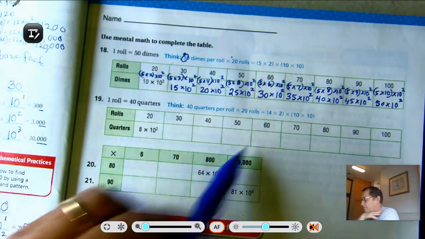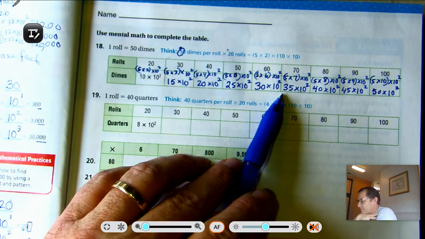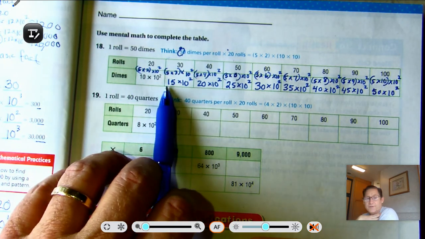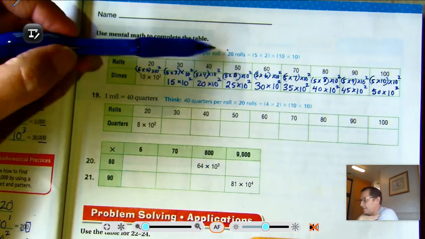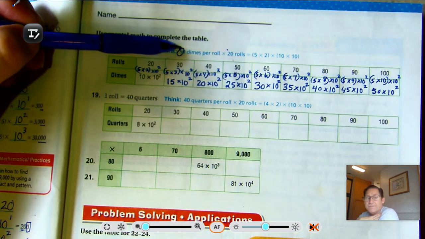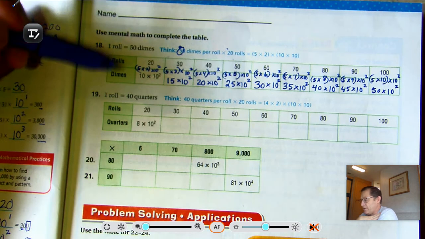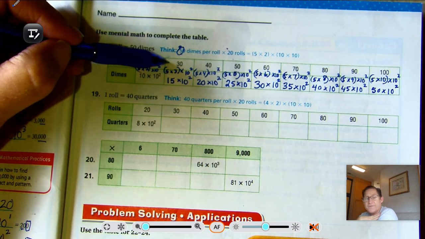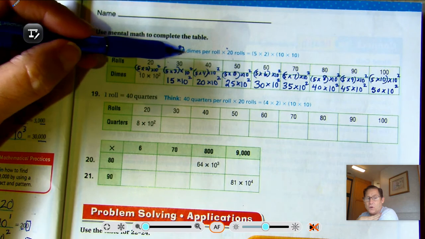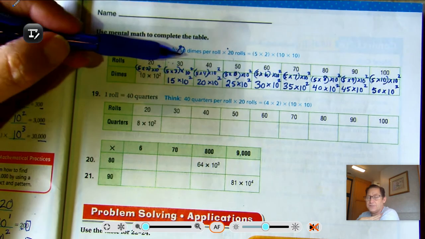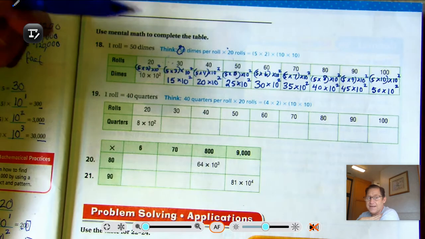Okay, now remember, the reason we have the increasing whole number is because we're increasing the number of rolls that we're multiplying by 50. This one we did 50 times 20. That was the example they gave us. This next one was 50 times 30. So all we did was take the 5 times 3 times the 100, the 10 times 10.